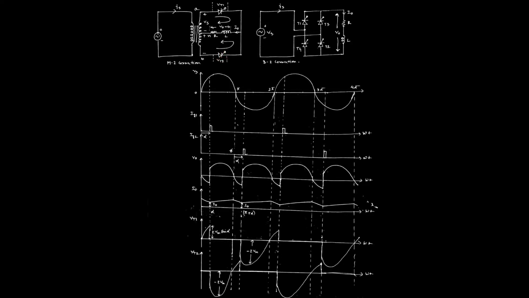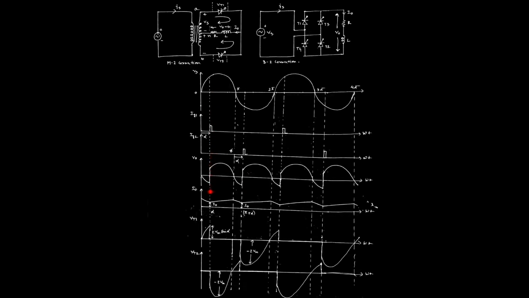The pulse should be given in the negative cycle of the supply. That is why Ig2, at alpha, is applied at the point pi plus alpha here, and the next will be given at 2 pi plus alpha, 3 pi plus alpha. That means Ig1 stands for the positive half cycles of the supply, and Ig2 for the negative half cycles. Okay.